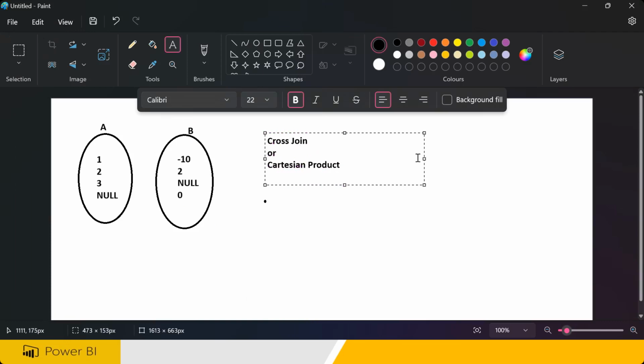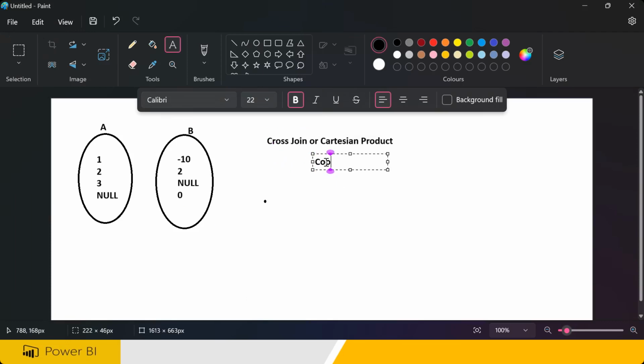This is very heavily used in the industry. Here we do not need a common column. Normally we say a common column is required to join the data, right? But here a common column is not required, not needed at all. That is the point. Cross join is also called a Cartesian product.